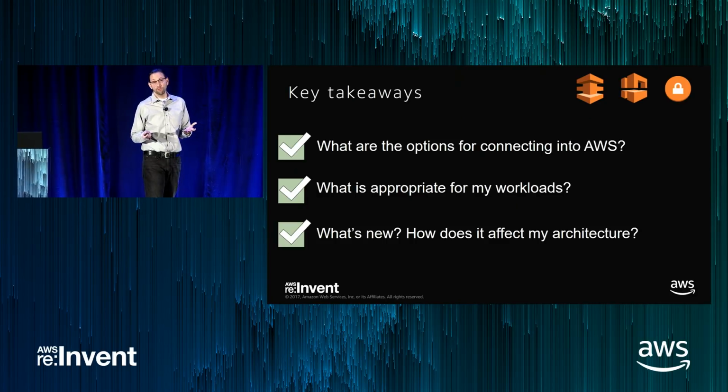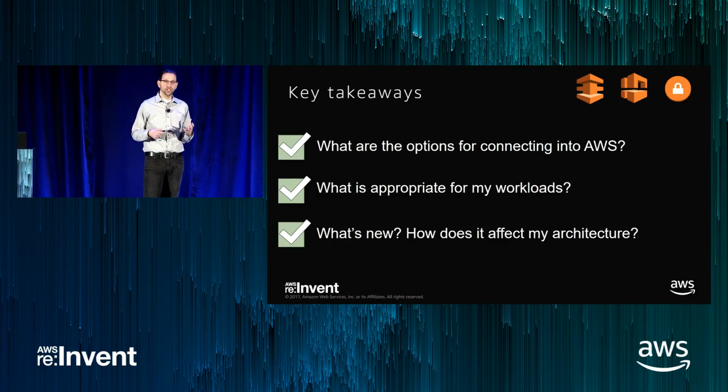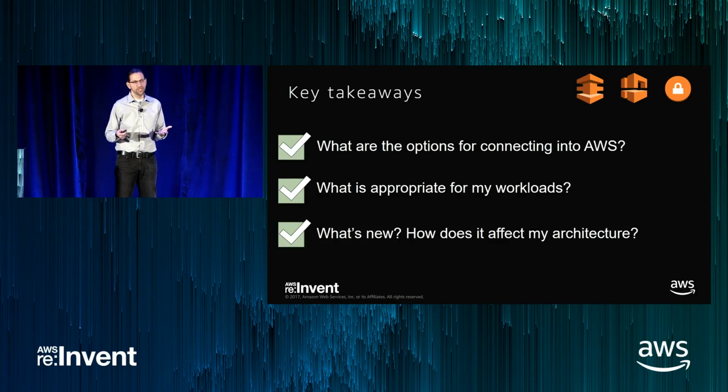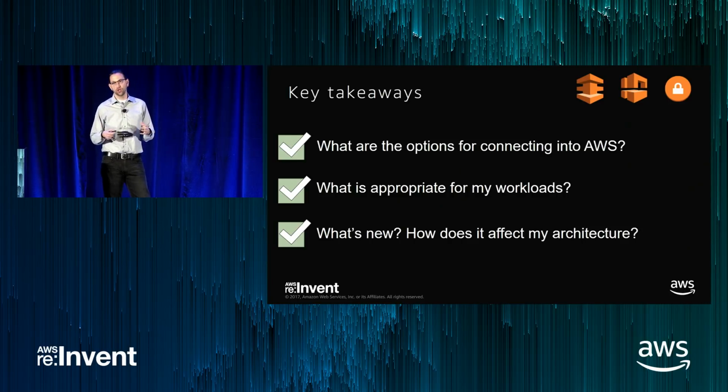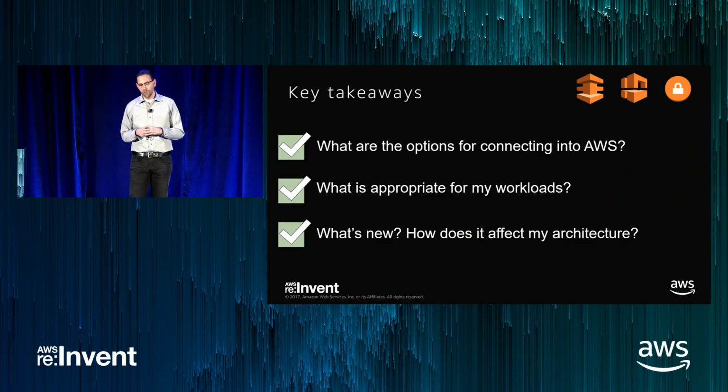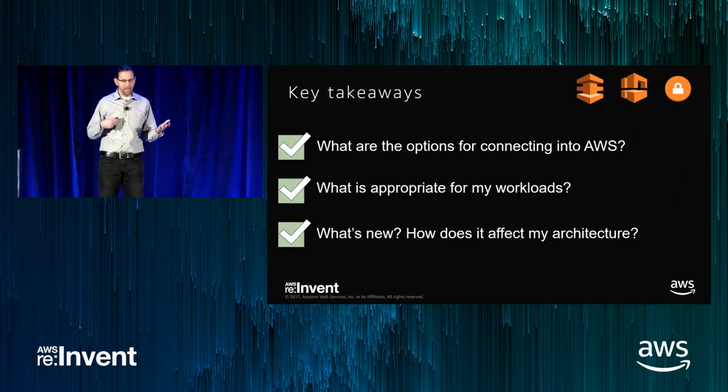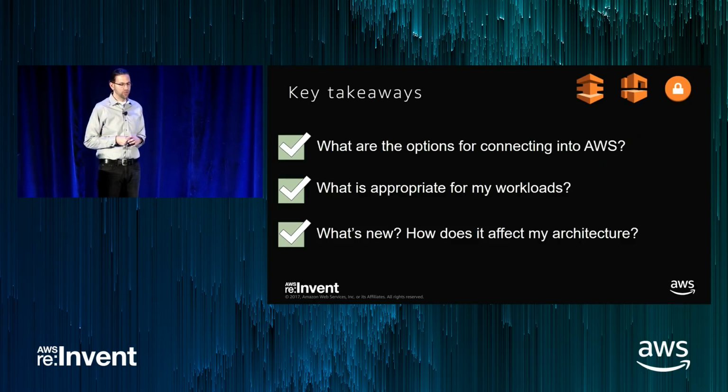This is a 300-level talk. So our expectation is that you already have a grasp of VPCs and ideally have had a chance to configure some. Our goal in this talk is to discuss the different options that you have for creating a hybrid environment between what you have running in AWS and what you have in your data centers outside of AWS.